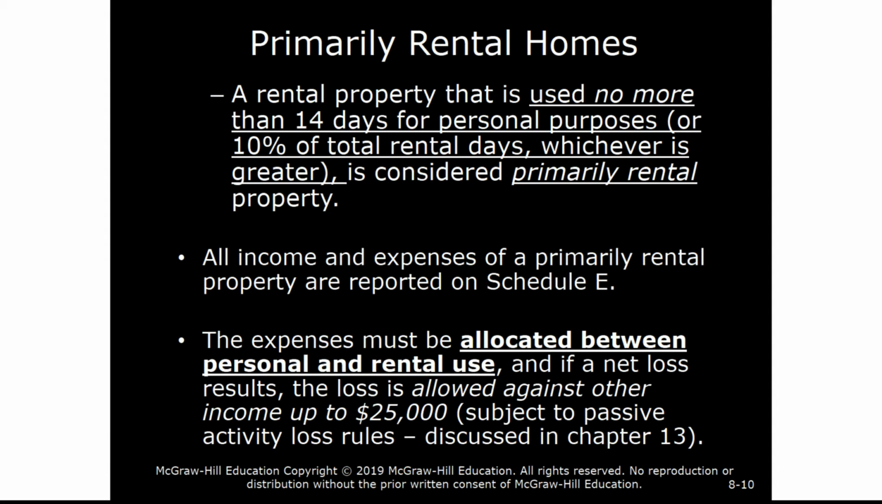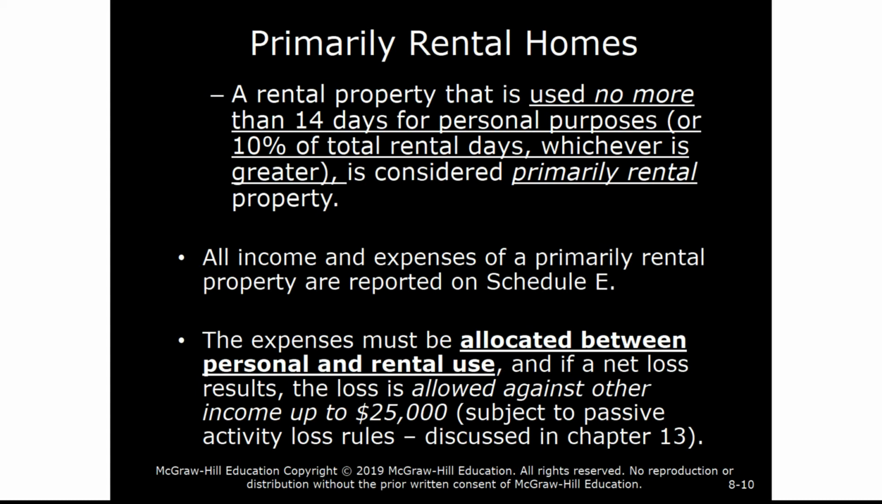A rental property that is used no more than 14 days for personal purposes, or 10% of the total rental days, whichever is greater, is considered a primarily rental property. As I said earlier, the income and expenses are reported on Schedule E when it's not the taxpayer's primary business. Indirect expenses, such as property taxes, would have to be allocated between personal use and rental use.